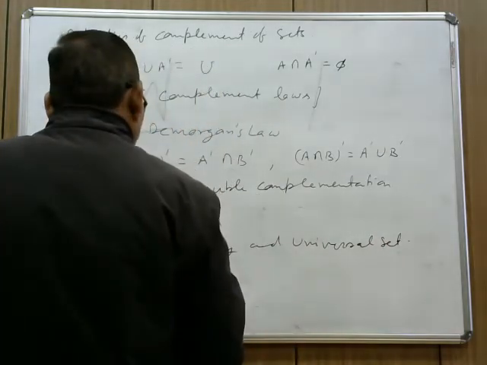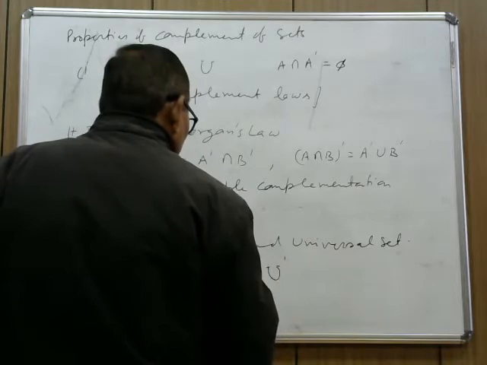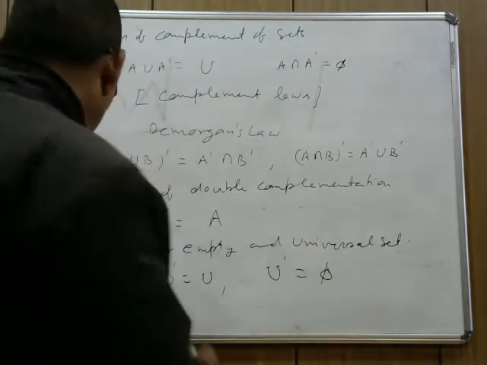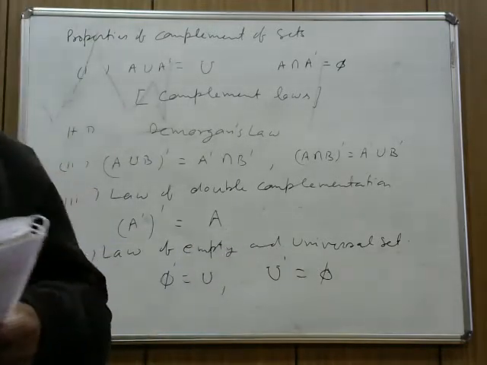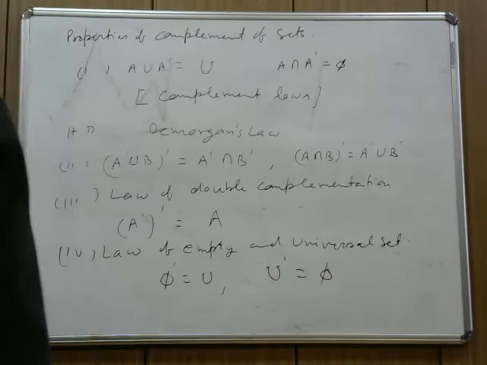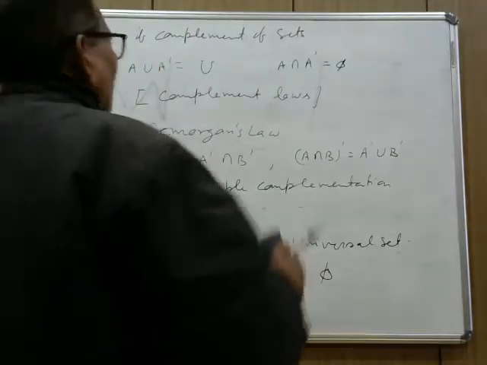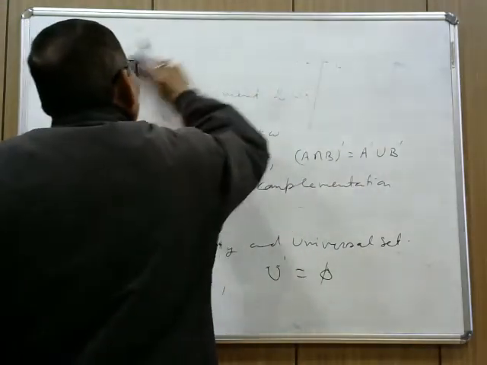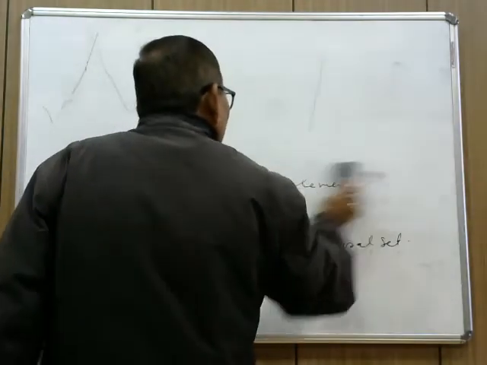So the complement of the empty set is the universal set, and the complement of the universal set is the empty set. So this is called the laws of empty and universal set. Now I am doing some properties of application of sets. By that formula we find the number of elements in A union B, A intersection B, by the given word problem of the question.